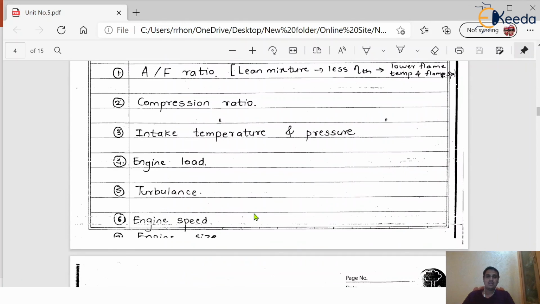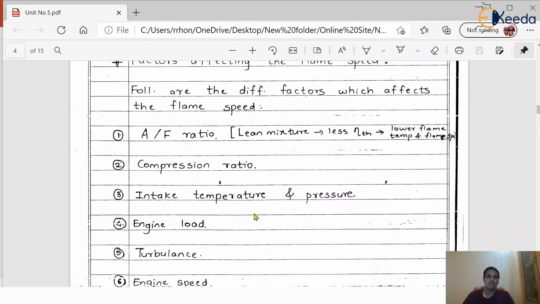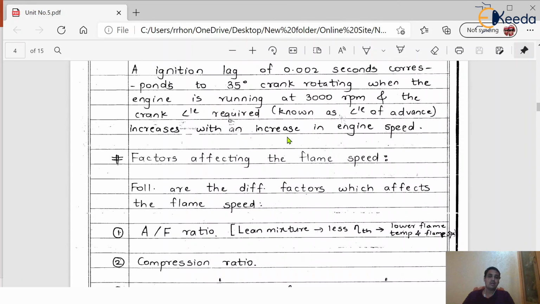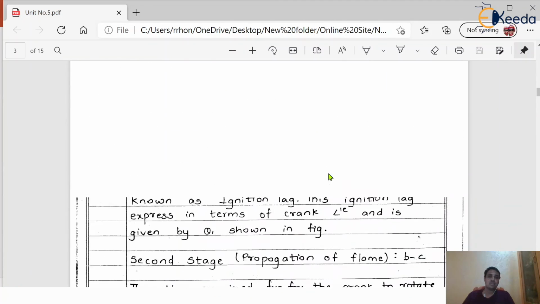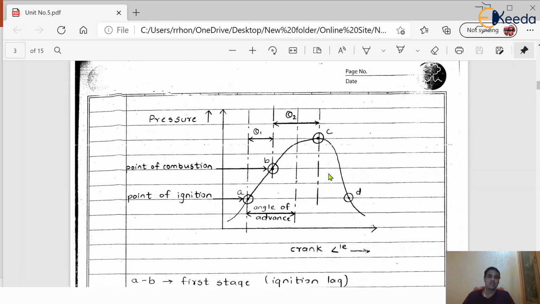So with the help of this, dear friends, we discussed a few things. We understood the different factors which affect the flame speed, as well as we discussed the different stages of combustion in the case of SI engine.